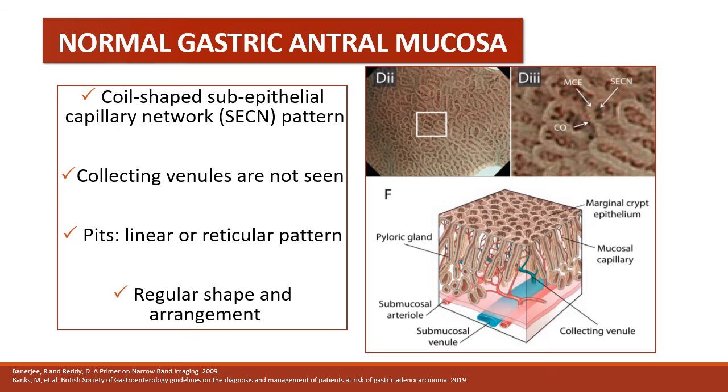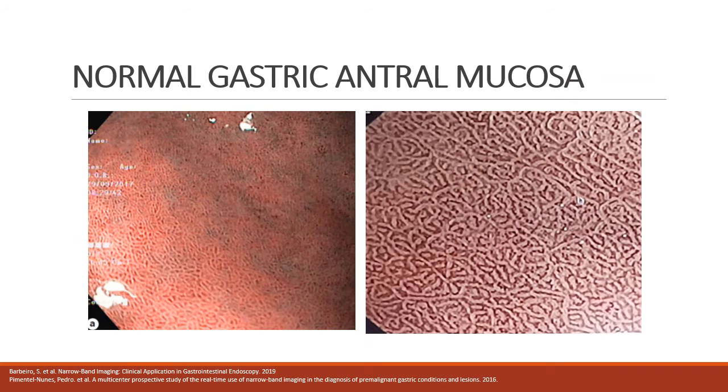On the other hand, the gastric antrum demonstrates distinctly different magnified endoscopic findings from those of the gastric body. The microvascular architecture of the antral mucosa depicts a coil-shaped subepithelial capillary network. The collecting venules are rarely visible as compared to the body because they are localized deeper within the lamina propria in the antrum. With regard to the microsurface structure, the antrum has larger circular pits in a regular reticular pattern with epithelial crests and narrow grooves. These are other images of the normal antral mucosa depicting a coil-shaped SECN with no collecting venules seen.